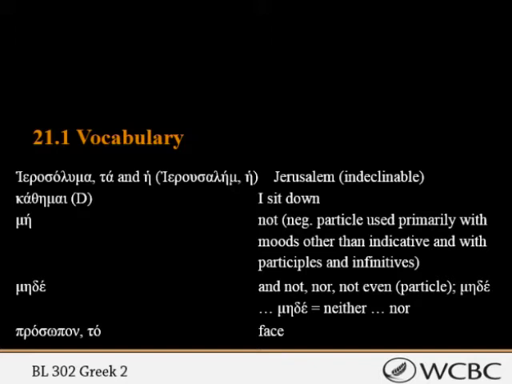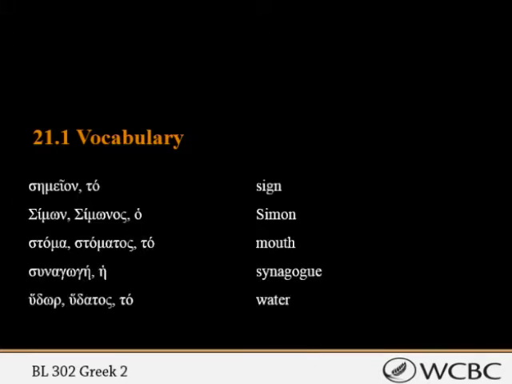Prosopon would be face. Semeion is the word for sign. Now by sign we're not talking about a street sign. We're talking about a sign as a miracle. When John wrote in his gospel, whenever he referred to the miracles of Jesus, he used this word sign to differentiate them and help us understand the purpose for the signs. Jesus performed many signs and wonders while he was on the earth, and they were a sign of who he was, his person, his deity.